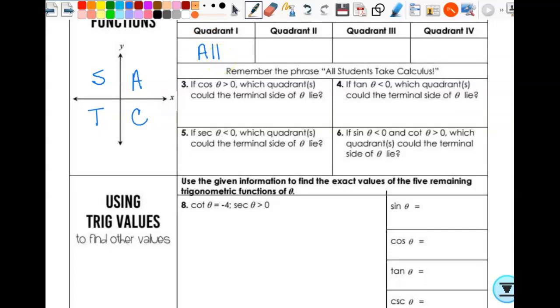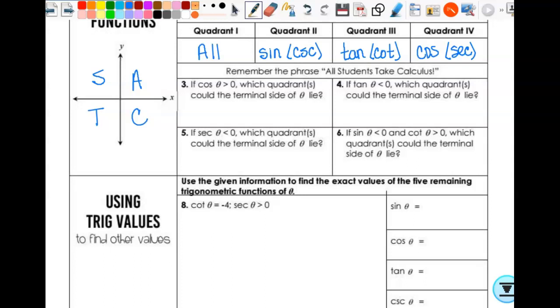In quadrant 2, the S tells me it's sine, but then also its reciprocal, which is cosecant. Quadrant 3, the T is for tangent, but also its reciprocal, which is cotangent. Quadrant 4, the C stands for cosine, and also its reciprocal, which is secant. Okay. So remember the phrase, all students take calculus.